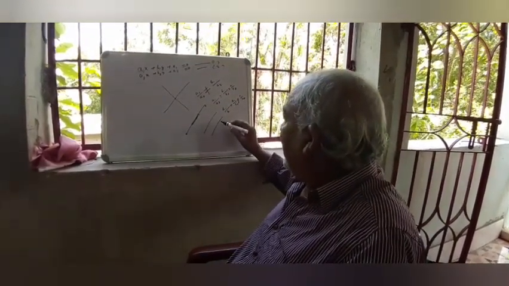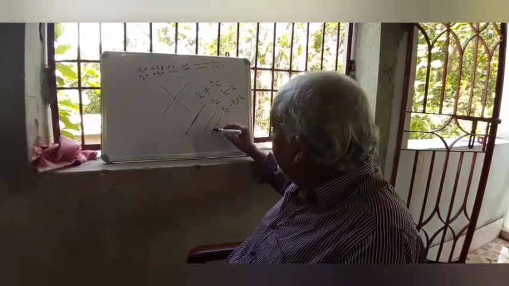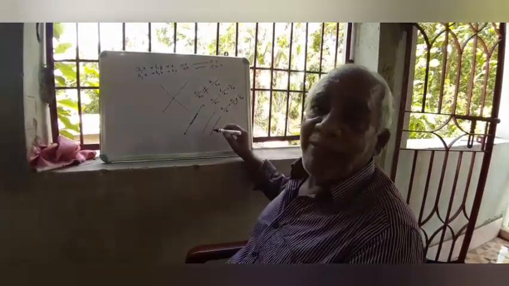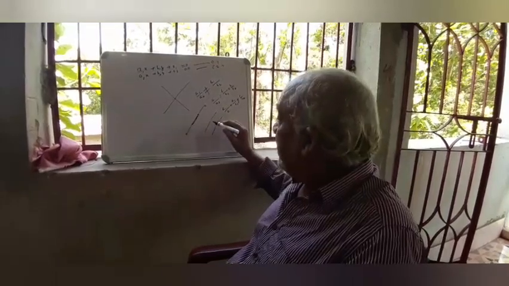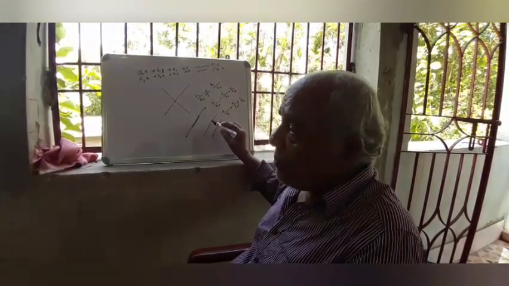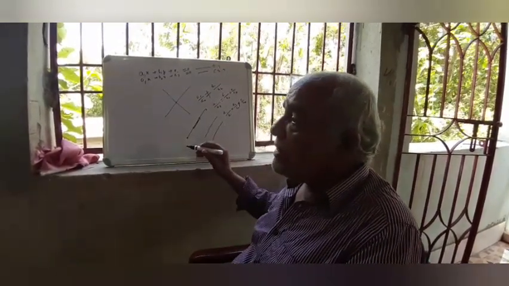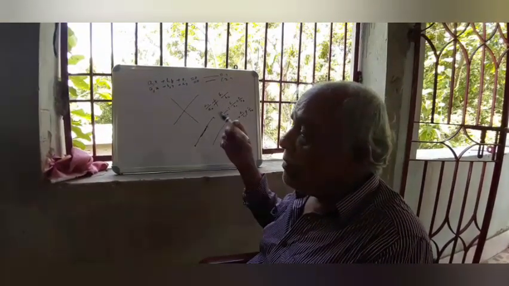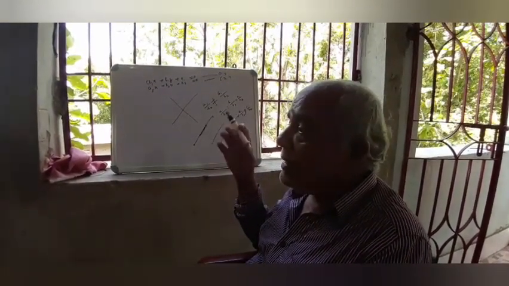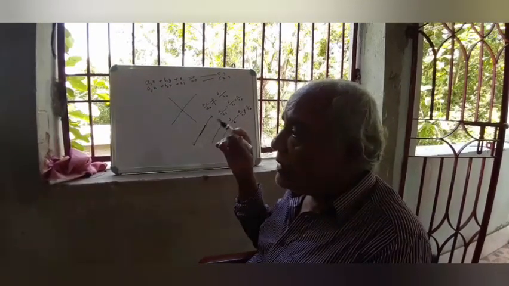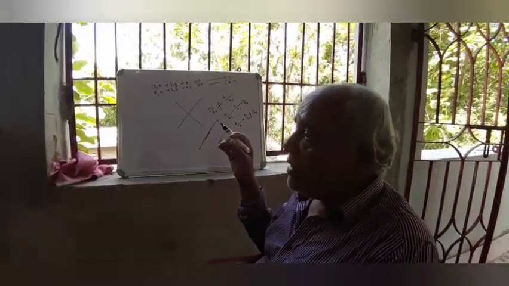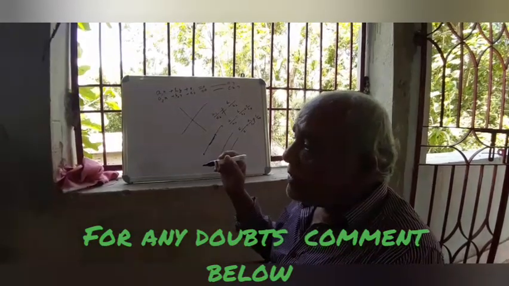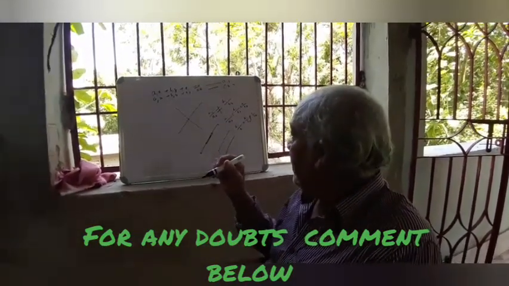Here you see the distance between them is the same, because parallel lines keep the same distance from each other. Whatever distance they cover, they keep the same distance between them.